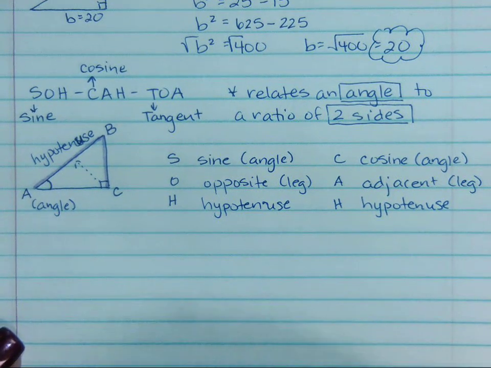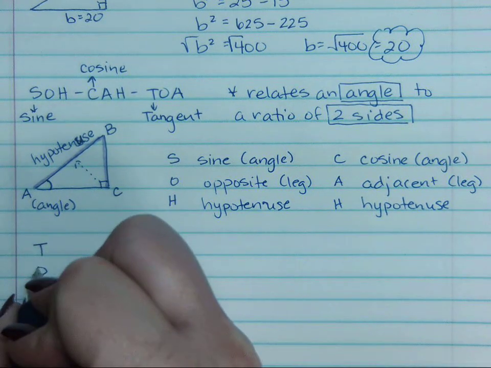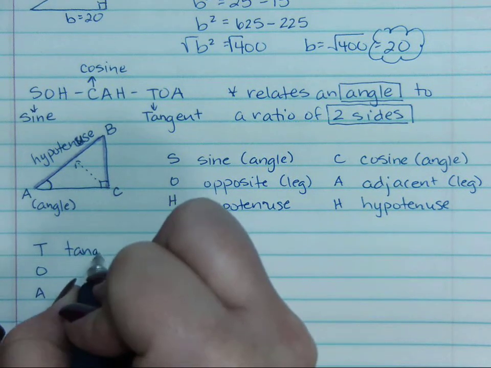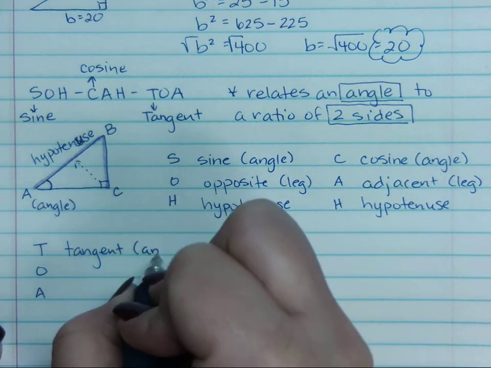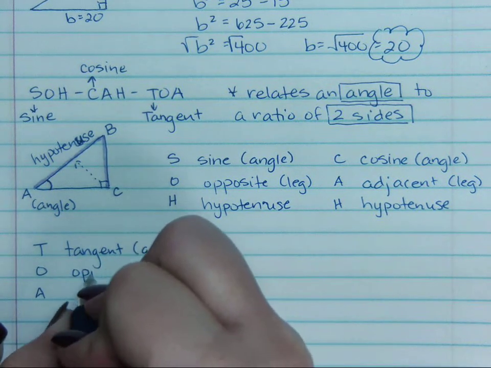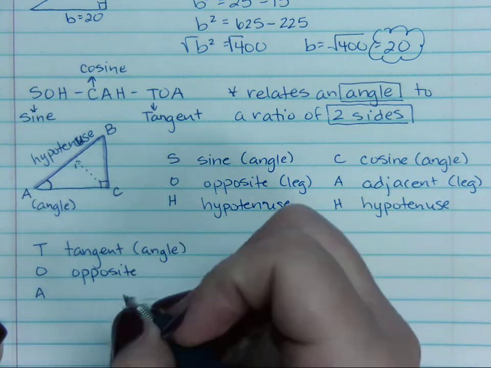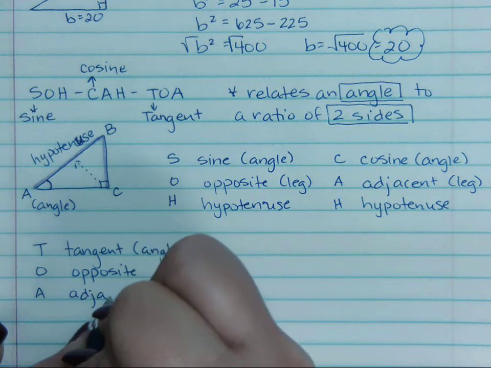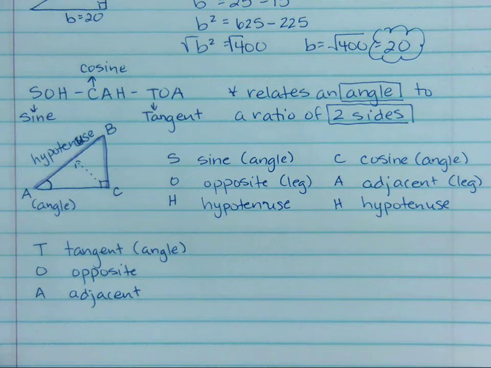And then the last one we have is the tangent. All right, so again, the T refers to, we want to use the tangent of an angle. And whatever angle we are referring to, we want to look at the ratio of the opposite leg and the adjacent leg. And so this is how we remind ourselves which different parts of a triangle we are talking about when we're using these specific trig functions.